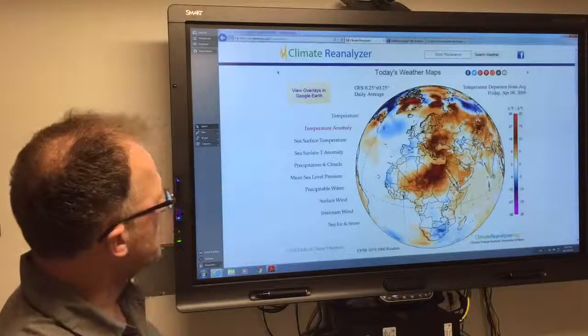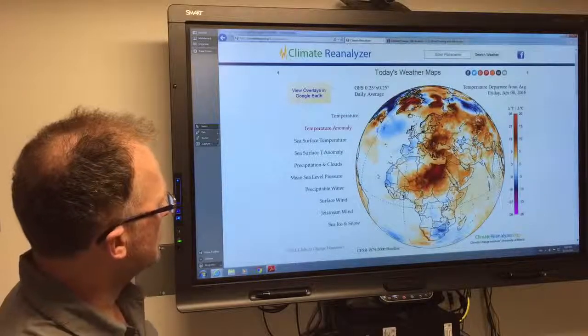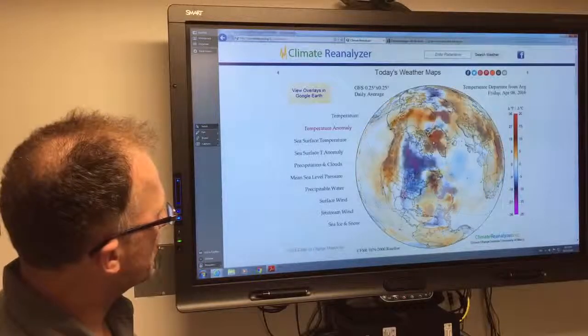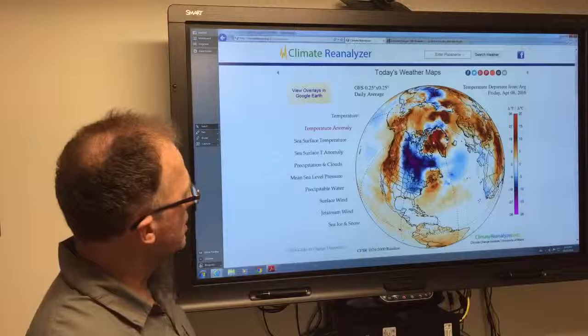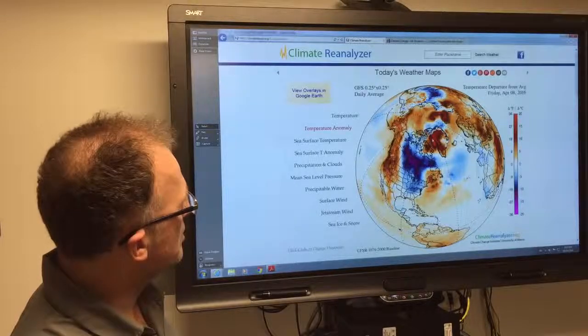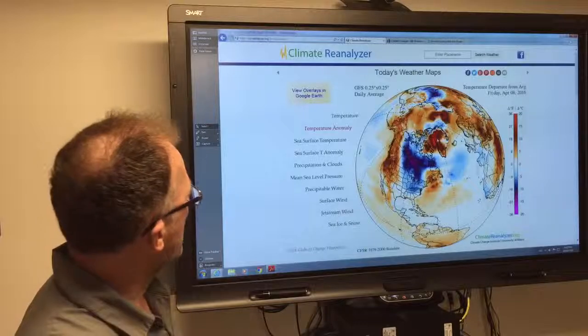So temperature anomaly is a very interesting thing to do. Like I said, you can click on here to move around to all the different parts of the planet. Let's go back to North America. Very cold on the east, very warm on the west, but over Greenland it's extremely warm.